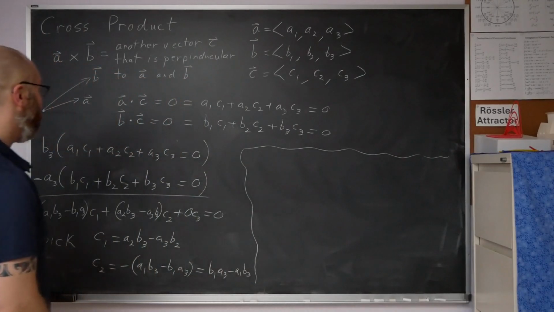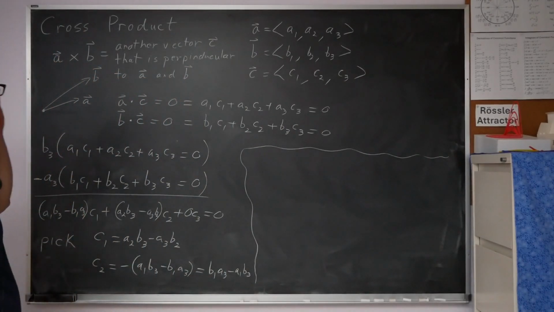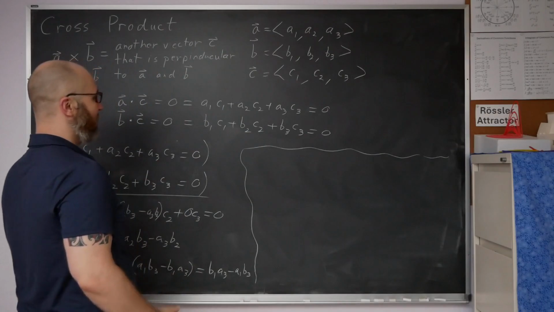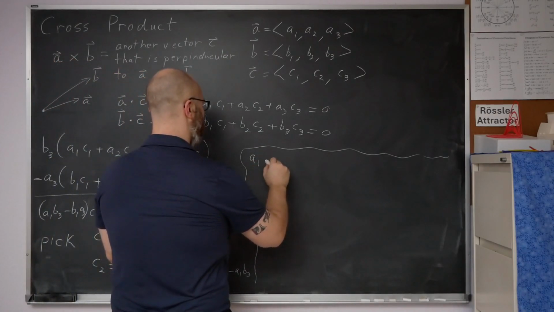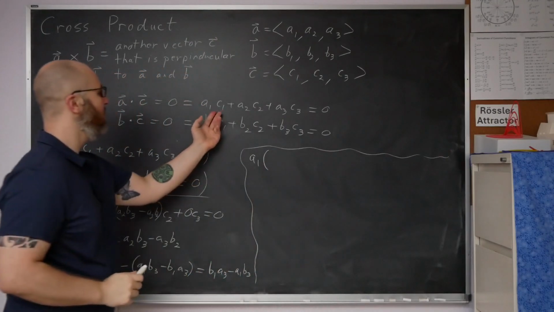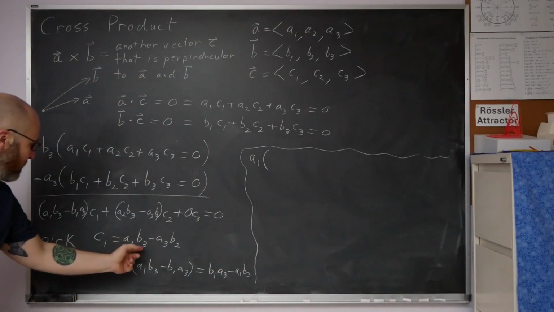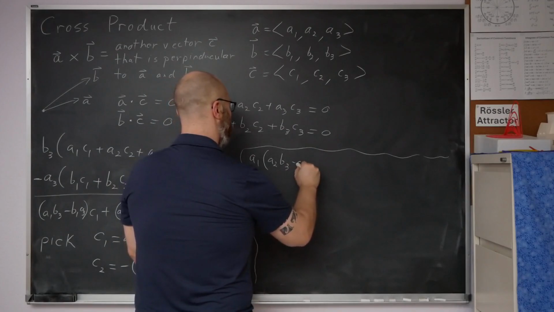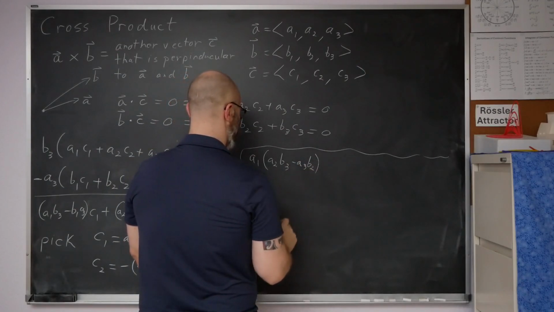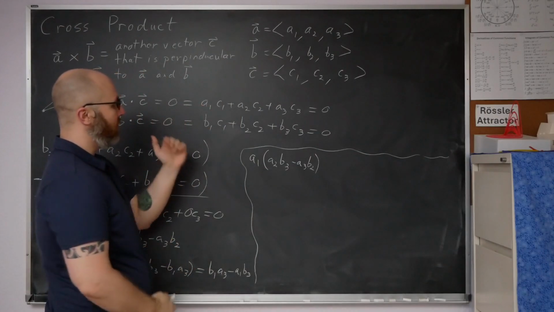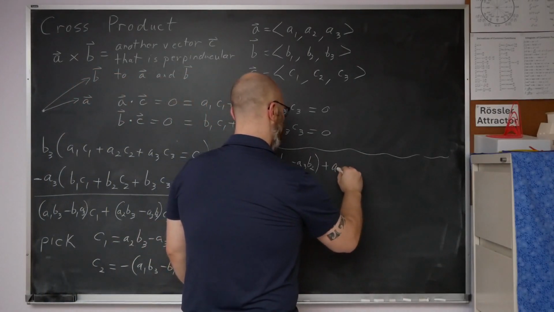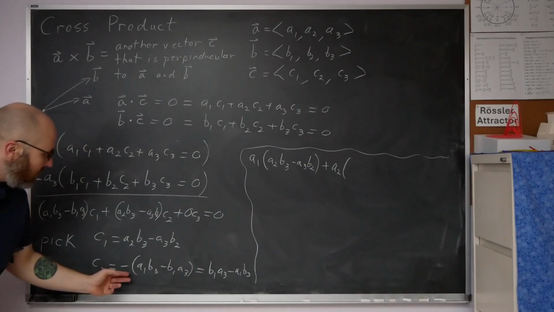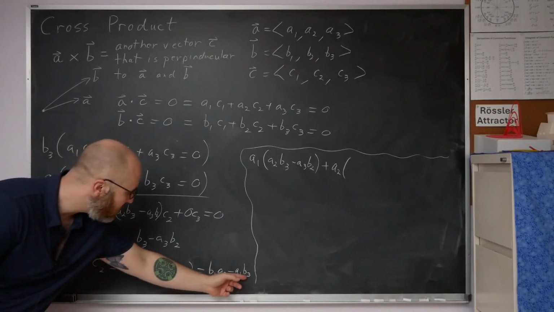Okay, but we do have two equations. So we are going to reuse this equation to try and solve for C3. So we've got A1 times C1 using the top equation. We've picked C1 to be A2B3 minus A3B2. So that was my A1 times C1. And I have plus A2 times C2. We picked C2 to be B1A3 minus A1B1.